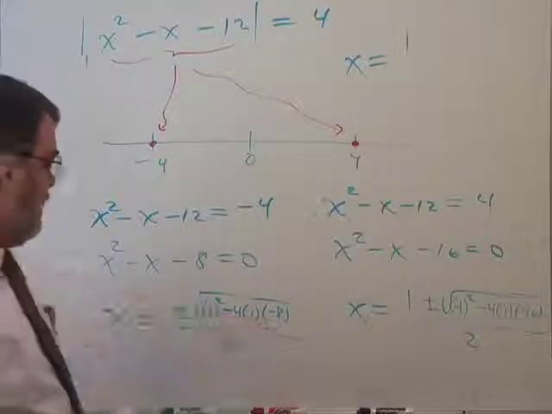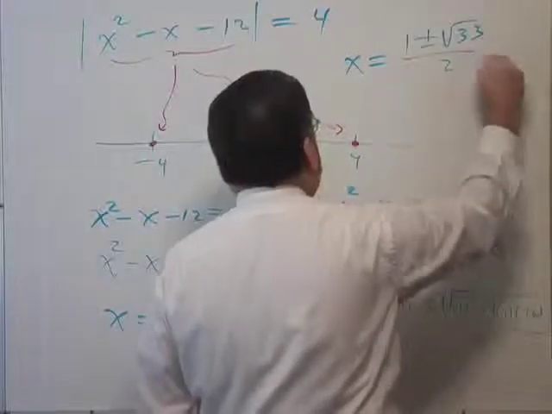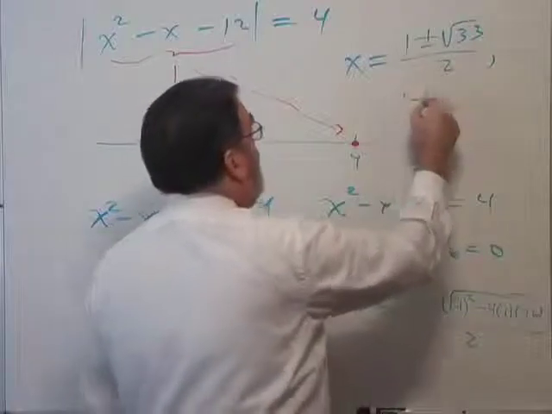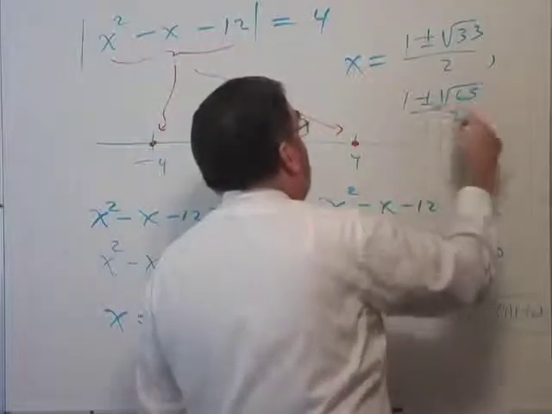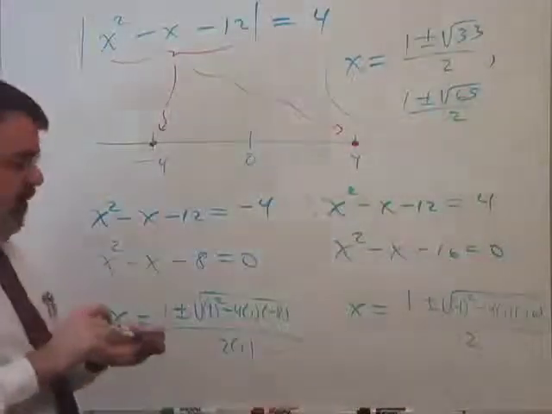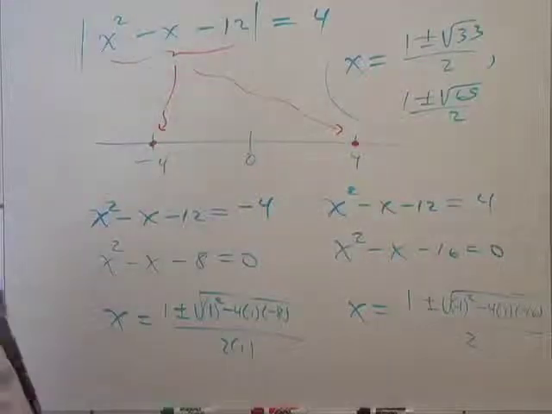So here I have 1 plus 32, square root of 33 over 2. And over here, let's see, this is 1 plus 64. 1 plus or minus the square root of 65 over 2. All right, so there we go. Those are actually 4 answers to that problem. 4 different answers would solve this. But anyway, that's the idea.